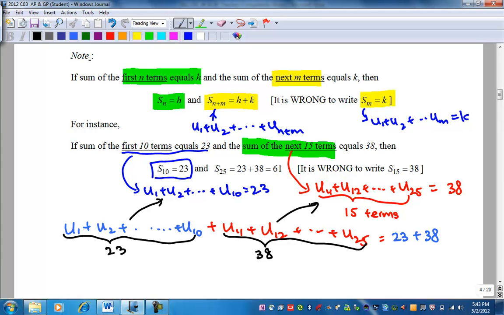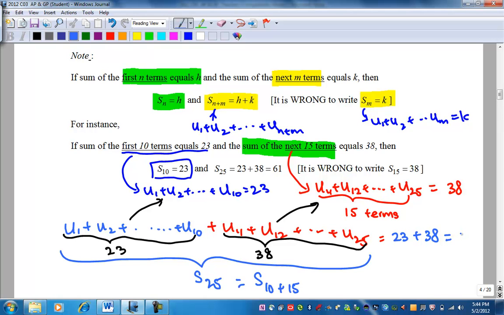If we look carefully at what we have written here, whatever is on the left hand side, whatever we are adding, is actually the sum of the first 25 terms, which equals this. So this gives us the result that the sum of the first 25 terms equals 61.